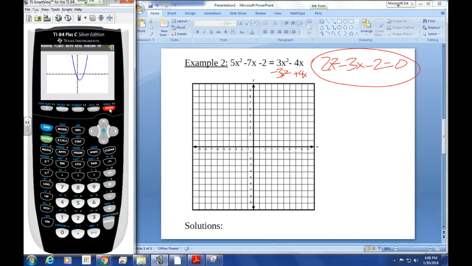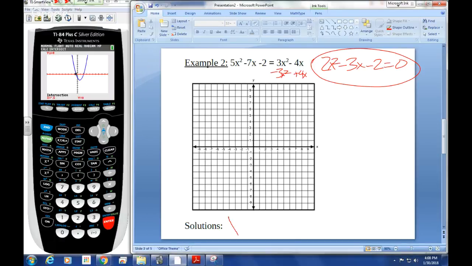And so it's graphed that, and now it's going to graph the y equals 0. Now we're just going to want to look at this. So again, we say second, calc 5, enter, enter, enter. And that's going to give us that intersection point, where it says x is negative 0.5. So we can write that down here with our solutions.